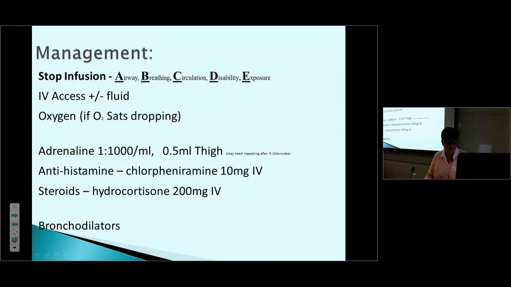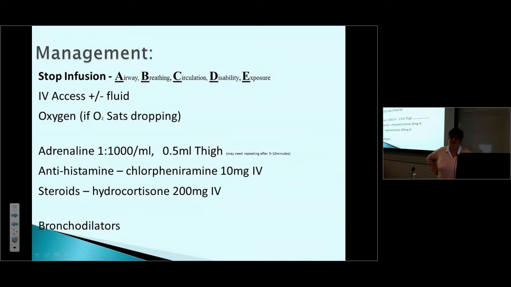Now, a recent Cochrane review doesn't have any evidence about the effectiveness of steroids, but it has demonstrated that in most cases patients are given some degree, and it's hydrocortisone 200 milligrams IV that is recommended by the Resus Council UK.